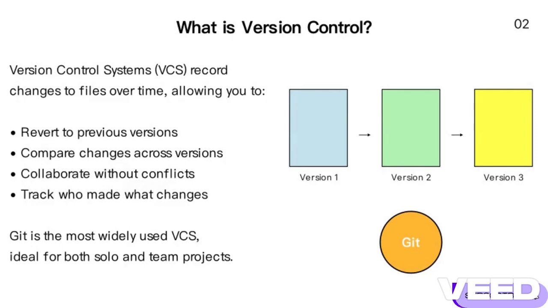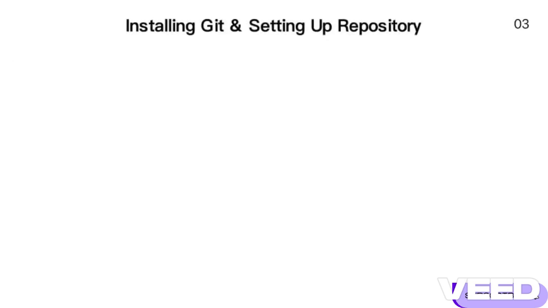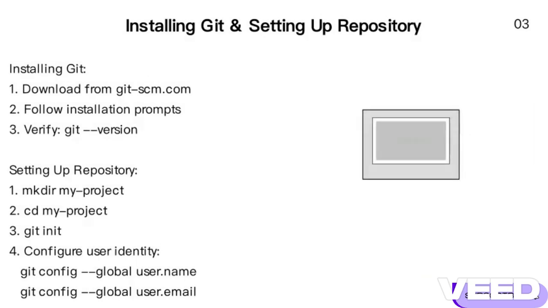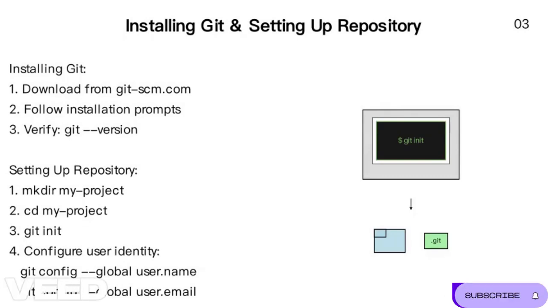large team collaborations. To get started with Git, first download it from gitscm.com and follow the installation prompts for your operating system. You can verify the installation by running git version in your terminal. To set up a new repository, create a project directory, navigate into it, and run git init. This creates a hidden .git directory that tracks all changes. Don't forget to configure your user identity with git config commands, as this information will be attached to your commits.